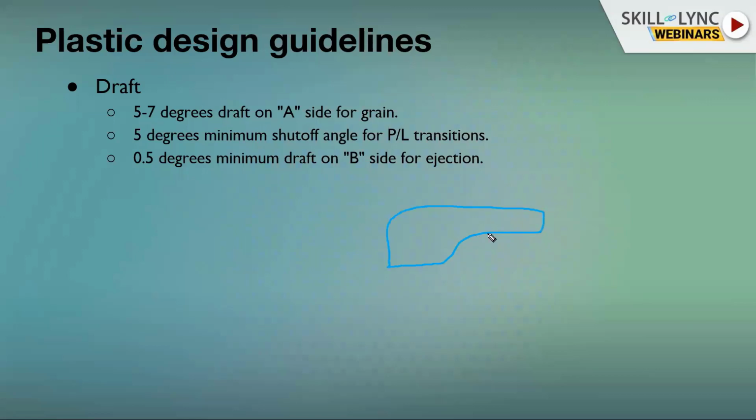Now here I have a transition, right? And when I see the core and cavity, so here we have got core and cavity. And this transition here, this is a shut-off angle between parting lines, right? Because there is a change in the shape. And when there is a metal to metal contact, this draft has to be minimum 5 to 7 degrees when there is a transition. So this is a shut-off angle.